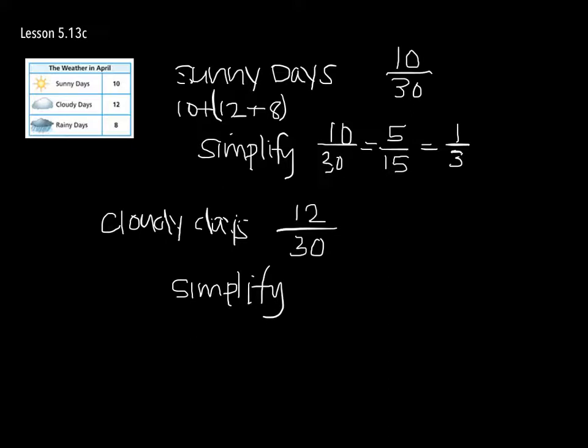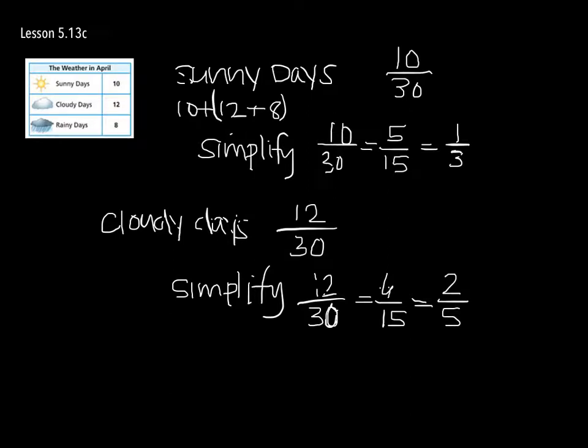Hopefully, boys and girls, you've taken some time and simplified, but I'm going to start with 12 30ths. And the first thing I'm going to do, knowing that they're divisible by 2, is divide them both by 2, and I'm going to get 6 over 15. Now, looking at 6 and 15, I know they're both multiples of 3, so I'm going to divide them both by 3 now. 6 divided by 3 is 2, and 15 divided by 3 is 5.